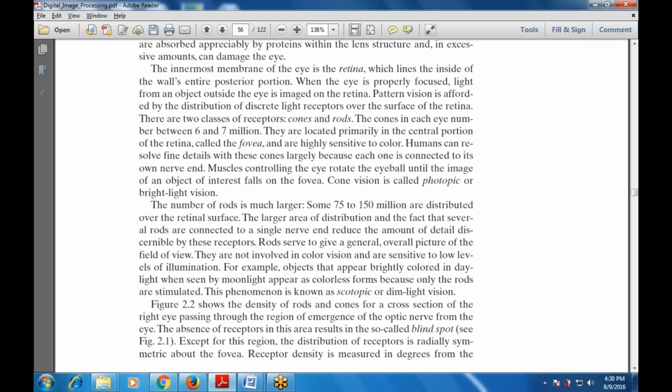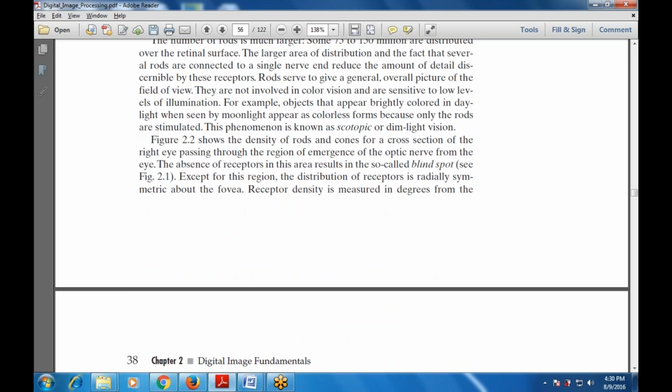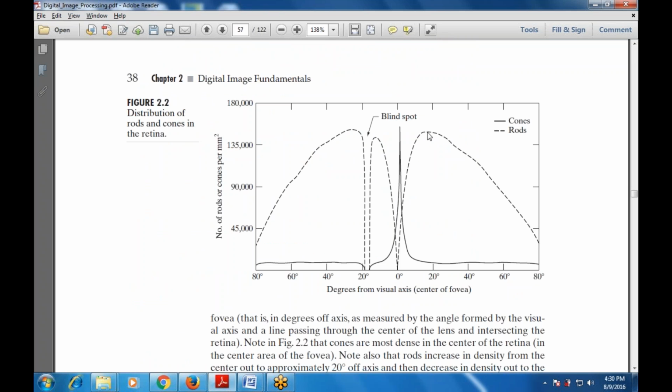An object that appears brightly colored in daylight appears as a colorless form when seen by moonlight. That is known as dim light vision. Now, figure 2.2 shows the density of the blind spot.